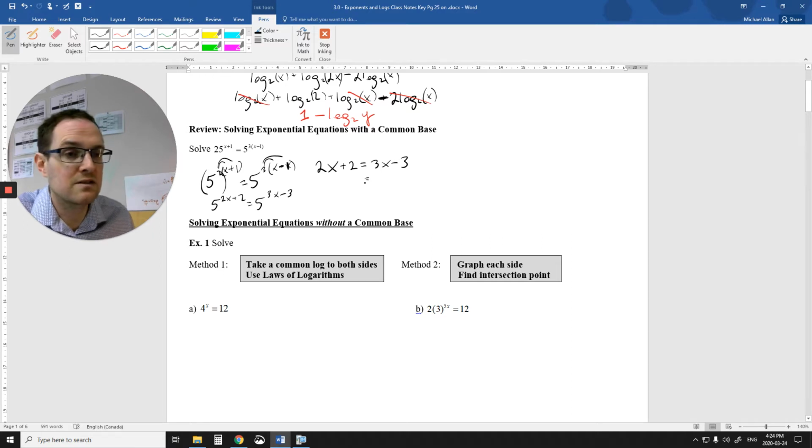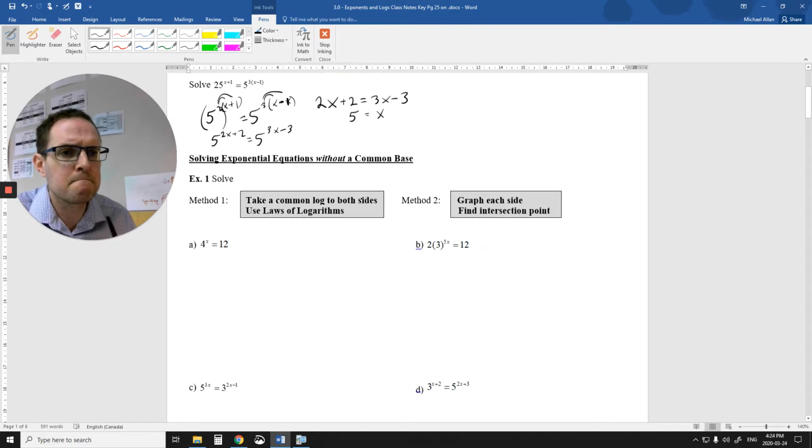I could rearrange this to try to figure out what x is. I'm going to minus the 2x over, add that 3 over, x equals 5. You could try to verify this and see if it actually does work out. I'm not going to bother, just for time.